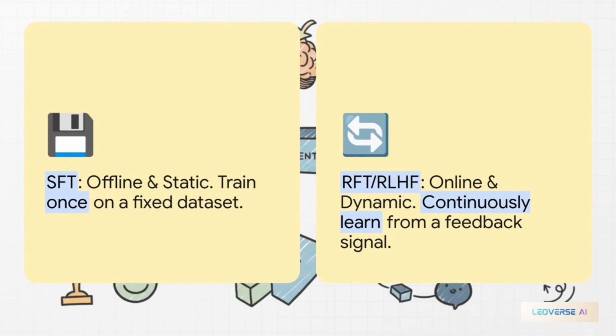So when you boil it all down, this is the core difference. SFT is static and offline. You train your model once on a fixed data set and you're pretty much done. RLHF, which is a type of reinforcement fine-tuning, or RFT, is online and dynamic. The model is in this constant state of learning, always adapting based on that reward signal. For you, as a developer, this means you're building a system that can actually evolve and improve over time.